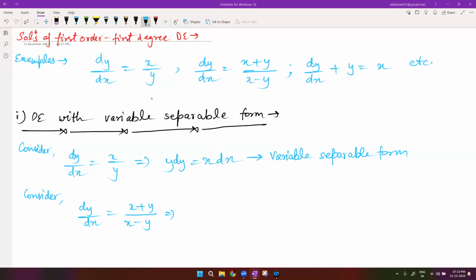Yeah, correct, Shaviz. We will not be able to separate x and y here. Okay, let's try this. Chalo, I have taken this x minus y to the left hand side, and I have taken this dx to the right hand side.